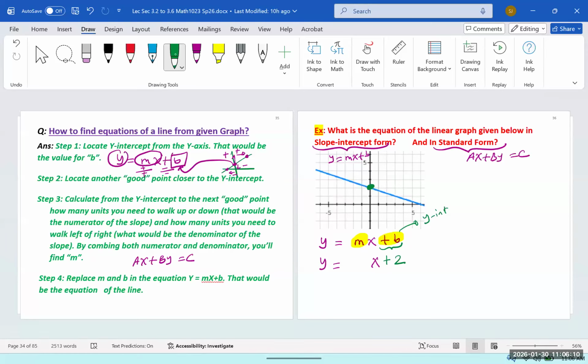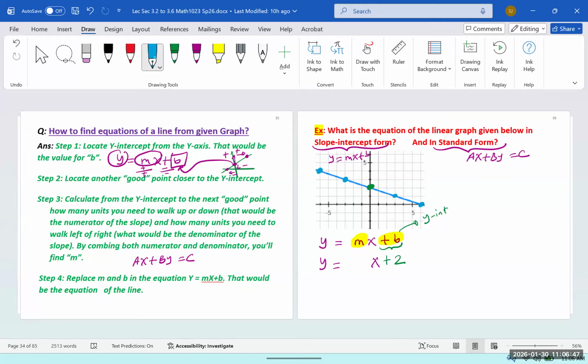And now from this 2, you can walk to any point. A good point will be one that touches the corner of your square. For example, this one is touching the corner of the square, so this is a good point. This one is also touching the corner, so it's also a good point. This one and this one are good points too. So pick something that has a whole number for the numerator and denominator.